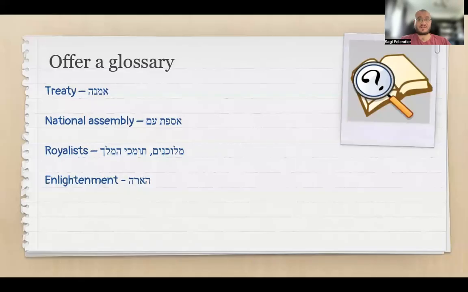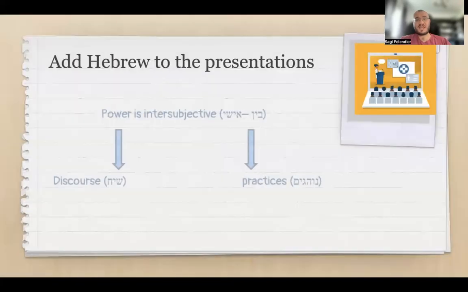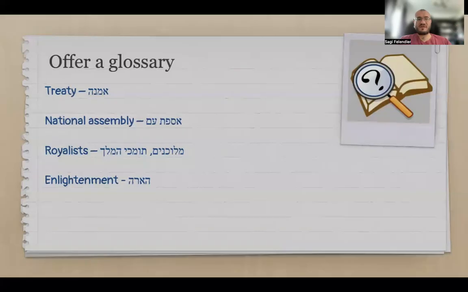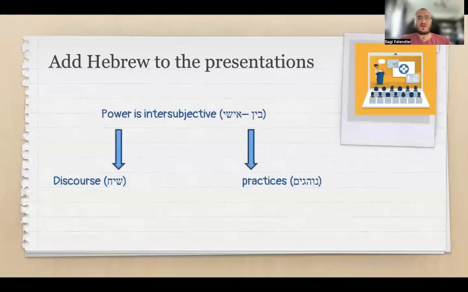You may offer a glossary at the beginning of the course and occasionally put translations into the presentations. This is also a nice method because if you have foreign students in your course, it doesn't interfere with their presence. I mean, everything is still in English and the Hebrew is for the Hebrew speakers. So both the glossary and the addition of Hebrew to the presentations can be done regardless of what kind of students you may have.